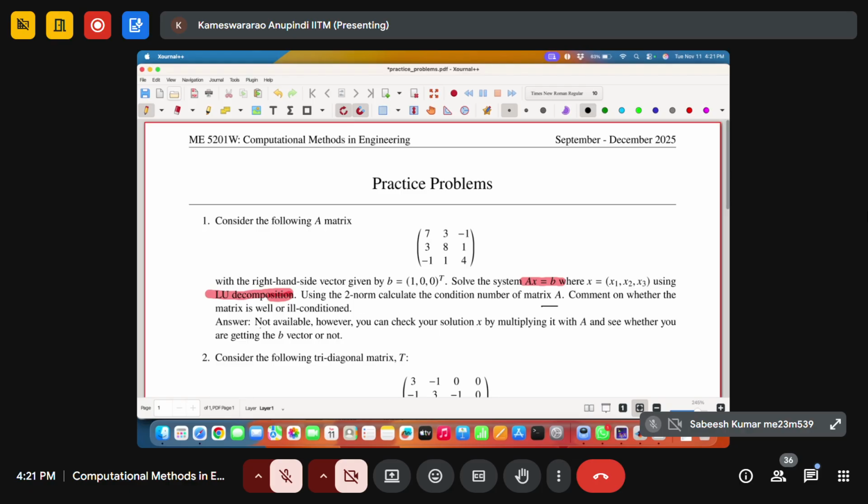I didn't provide the answer, but you can check your solution x by multiplying it with A. Once you get x, you multiply with A, and you should get this b back. Then see whether you're getting the b vector or not. You will get this correctly only if the condition number is small. If the condition number is very large, your solution may not be very well behaved. So that you can check. That is the first problem. You can perhaps practice this.